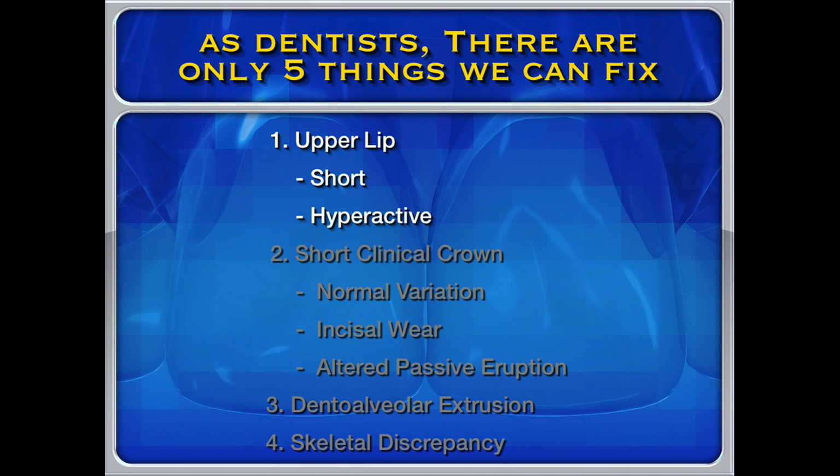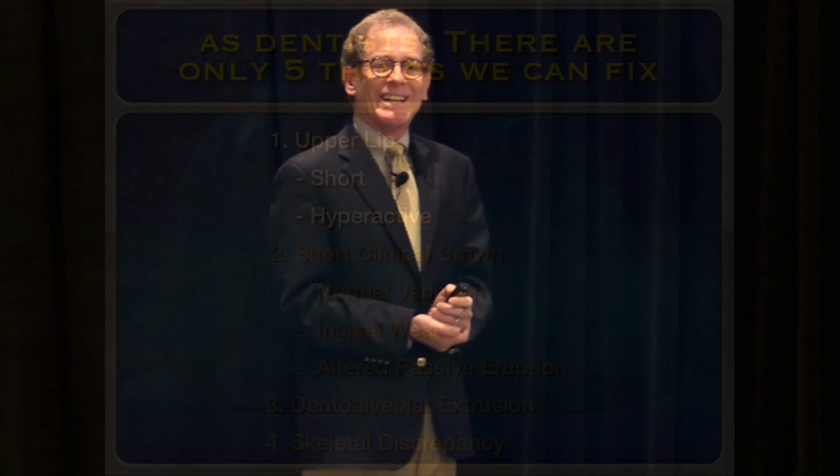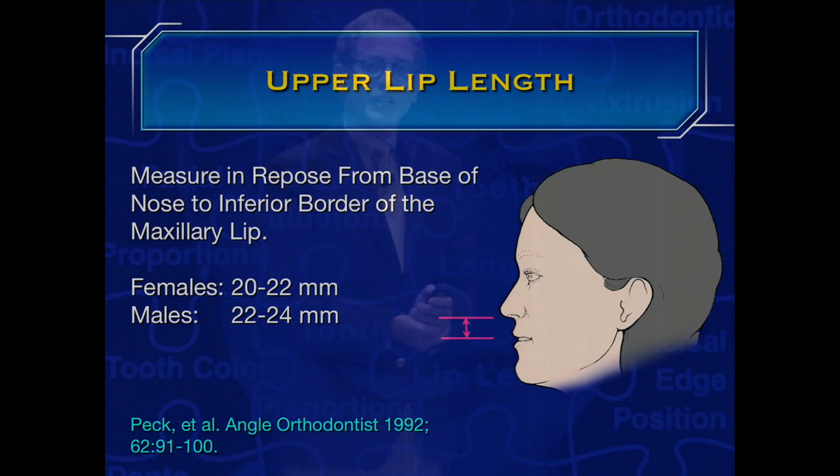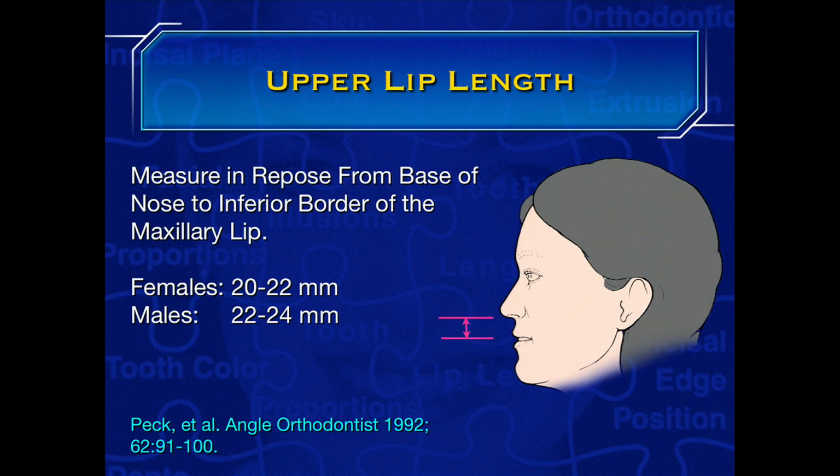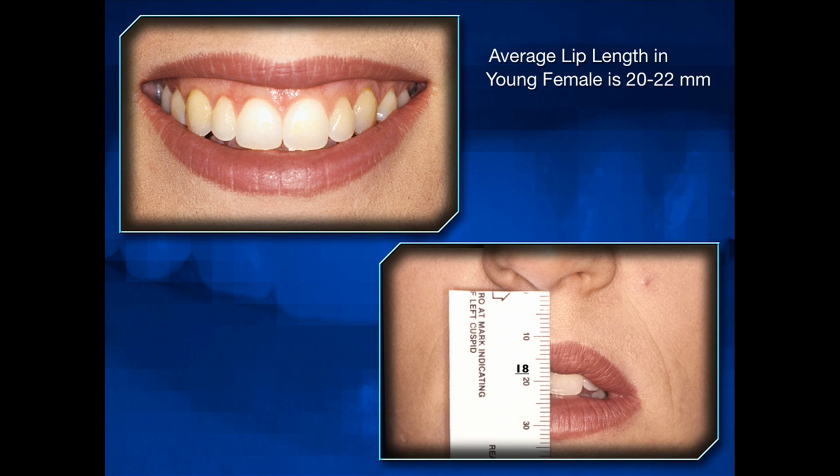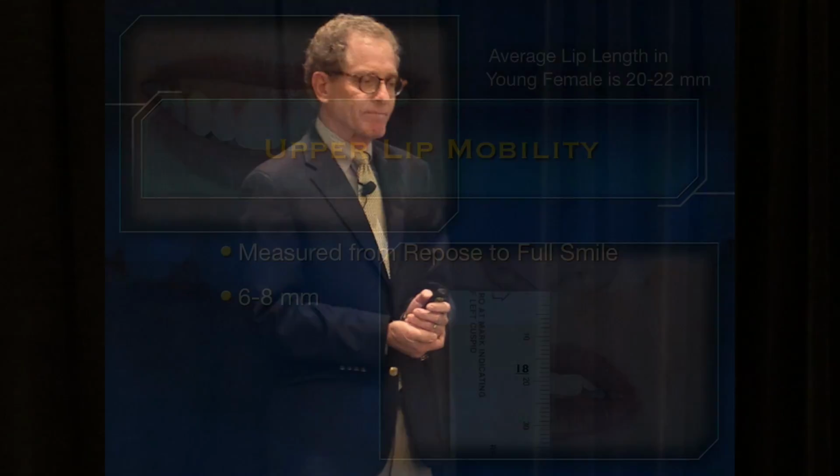Let's start off with the first thing that we can fix, and that is the lip. We remember that the average lip length in the young female, when I say young, I'm talking about 25 to 30 years of age, is 20 to 22 millimeters. Young males, 2 millimeters longer. So we look at this young woman who has excess gingival display, and we look at the measurement of her lip, and it's only 18 millimeters long. That's the etiology of her gingival display. It's a short upper lip.